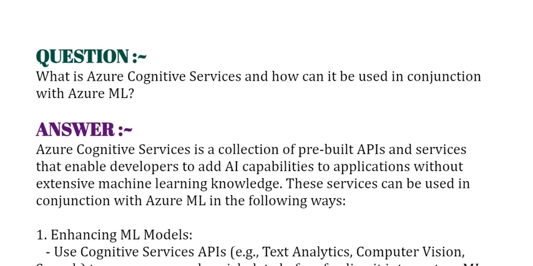Our next question is, what is Azure Cognitive Service and how can it be used in conjunction with Azure ML? Your answer should be: Azure Cognitive Service is a collection of pre-built APIs and services that enables developers to add AI capabilities to applications without extensive machine learning knowledge. These services can be used in conjunction with Azure ML in the following ways.